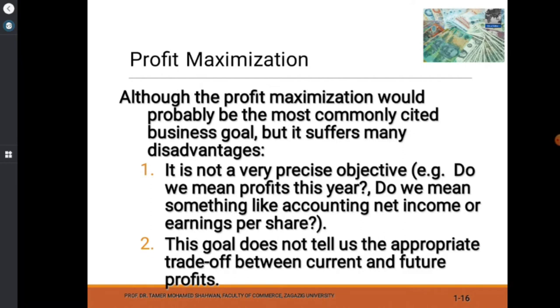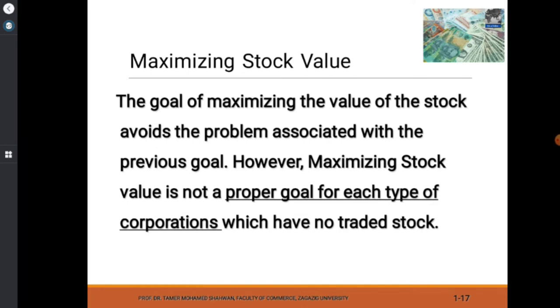What is the proper range to determine whether we succeeded in maximizing the profit or failed to maximize the profit? This was not clear enough. The appropriate trade-off between current and future profits was not clear in using profit maximization as a goal for the firm. This is why we switch to the second objective, which is maximizing stock value. Maximizing stock value is actually much more accurate than the previous one. When I say my goal is to maximize stock value, it is very clear for everyone.